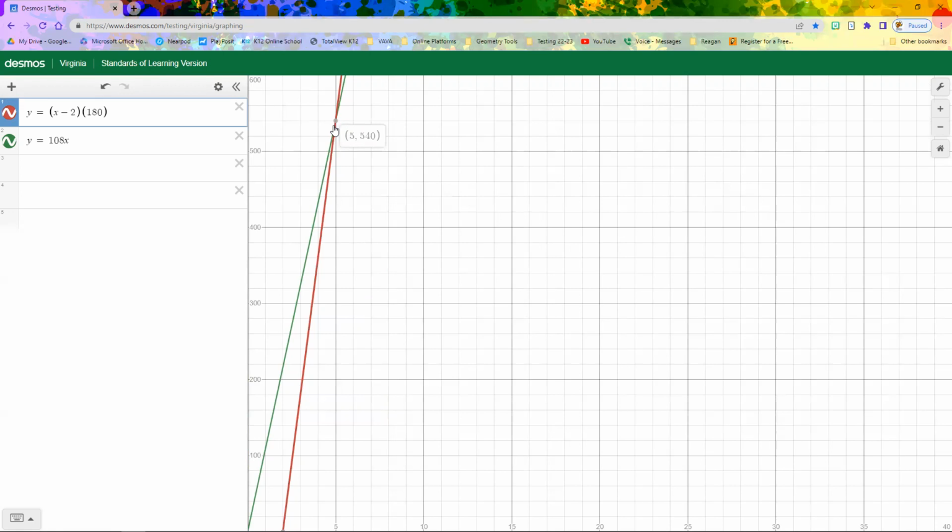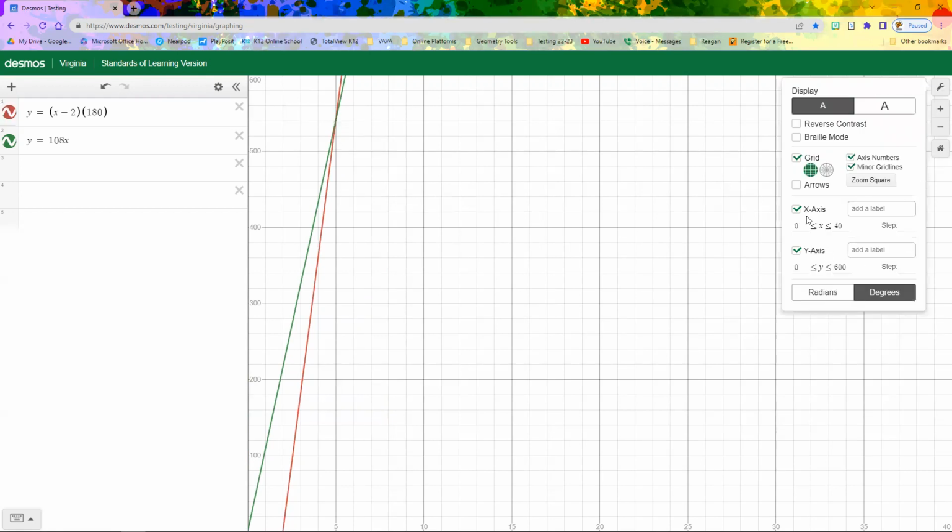Just note that you may have to adjust your settings over here, your x-axis and your y-axis, to make it easier to find. We're never going to have a negative number for sides, and we're never going to have negative degrees. So you can always make it bigger than 0, and then you can play with these numbers to guess and check until you find your intersection, or you can at least get it to where you can scroll to find that intersection.